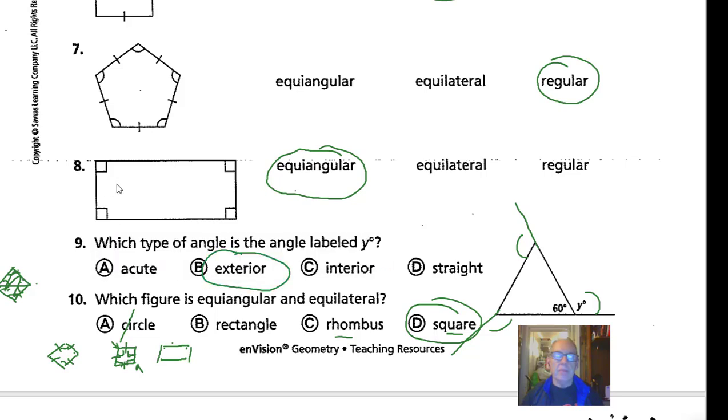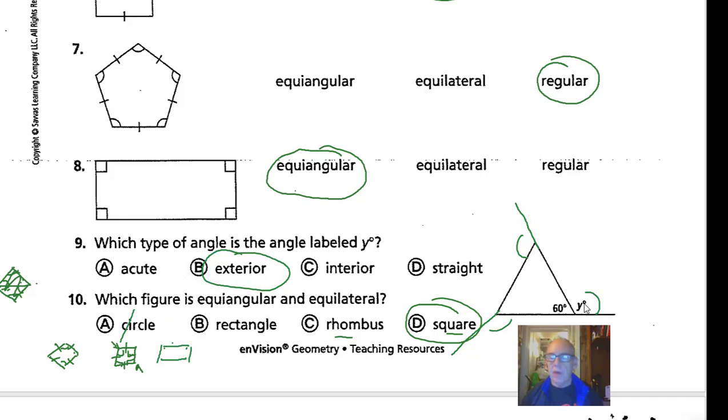Looking at number 8. We have what looks like it could be a rectangle, but for sure we can see that we have 90-degree angles here. These 90s are all equal to each other, so it's equiangular. It's not equilateral for sure because these opposite sides are congruent, but not all sides are congruent. So it can't be regular. So it's equiangular.